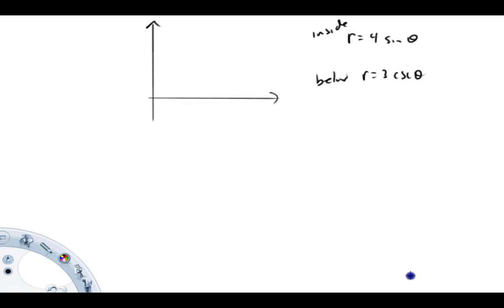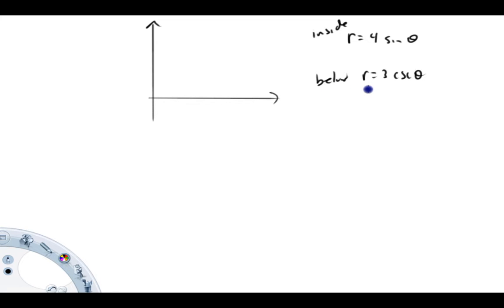The purpose of this video is to demonstrate how to set up integrals for area bound between curves represented in polar coordinates. So what we're looking at here are two curves, r equals 4 sine theta and r equals 3 cosecant theta. We're going to try to set up integrals to find the area bound inside of this curve and below this curve. And I'll talk about why the language below that curve here in just a moment.